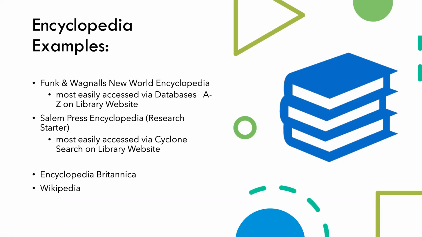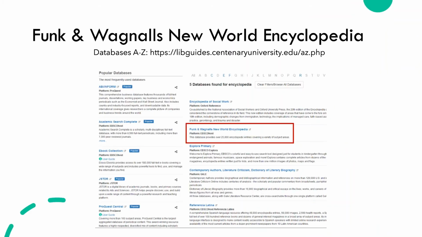Some examples available through Taylor Memorial Library include Funk and Wagnall's New World Encyclopedia and Salem Press Encyclopedia, or you might know it as the Research Starters. Other examples include Encyclopedia Britannica and, of course, Wikipedia. Funk and Wagnall's New World Encyclopedia database indexes over 25,000 records and covers a variety of topics. It can be easily accessed by members of the Centenary University community from the library's database's A to Z list.